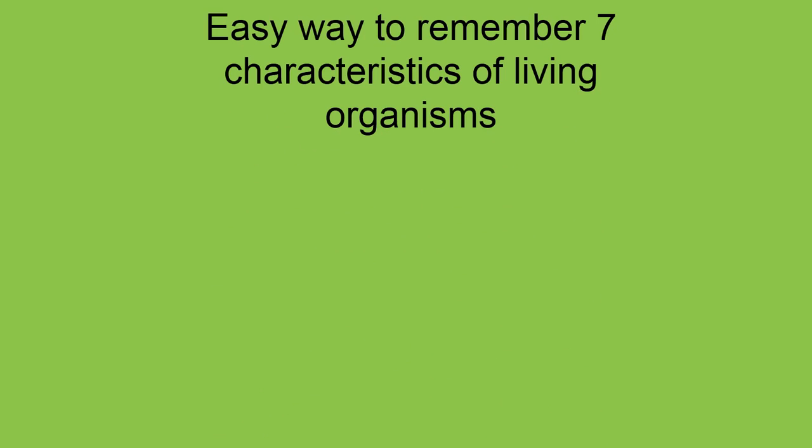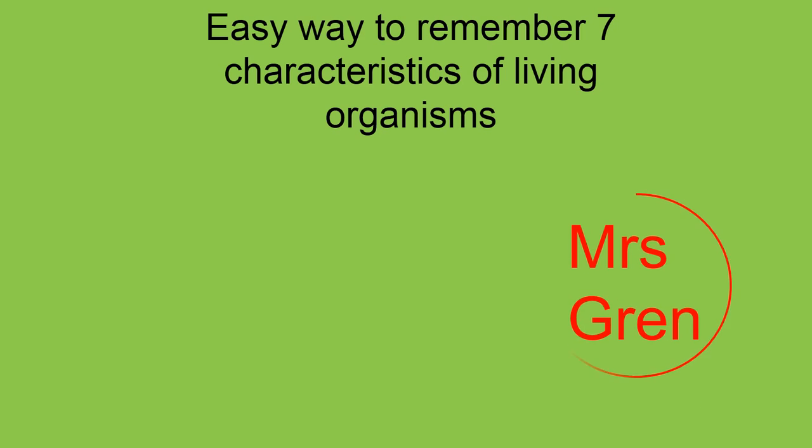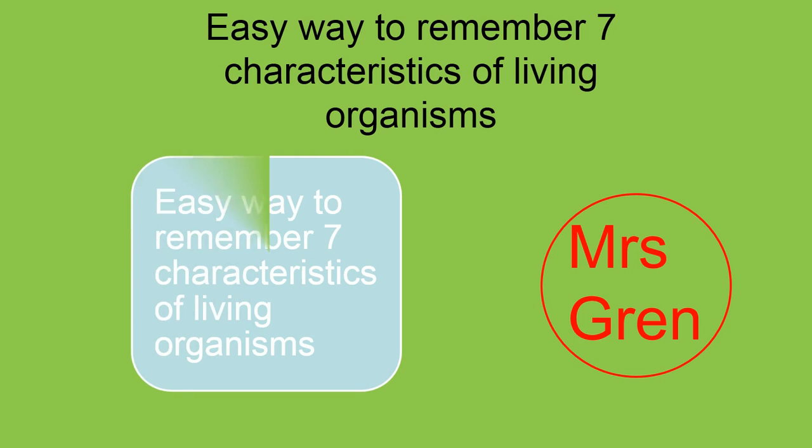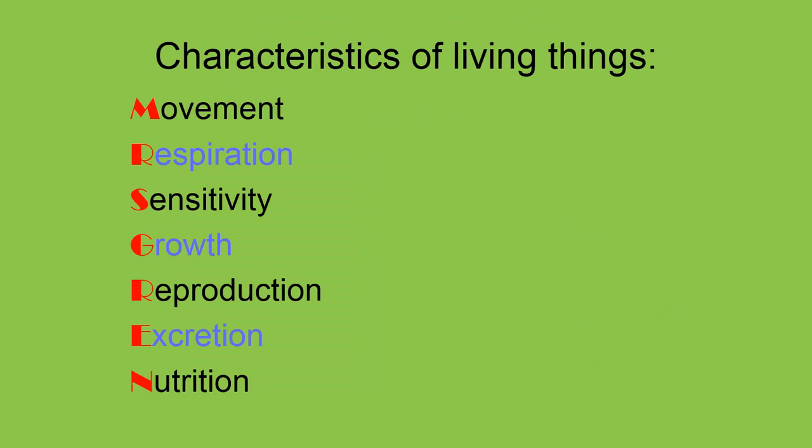And if we remember all these 7, we would know how we can classify a living organism. So how would we remember? Mrs. Gren. You would be wondering, oh, what is Mrs. Gren? Mrs. Gren is actually an easy way to remember the 7 characteristics of living organisms. Hold on, guys, hold on. Let me tell you what it is. Yes, let's move on to the next slide.